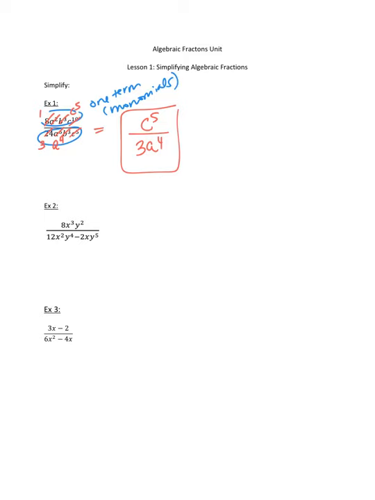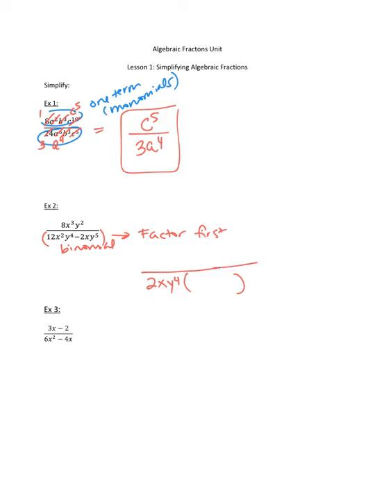In examples 2 and on, we're going to end up having two terms, binomials. Anytime you come across a binomial, you have to factor it in order to simplify first. So always look for a GCF first. In my denominator here, I have a GCF of 2 that goes into everything, x goes into both terms, and y to the 4th goes into both terms.